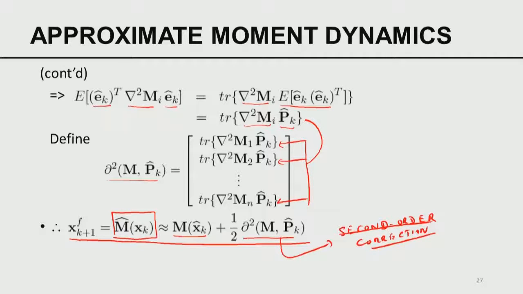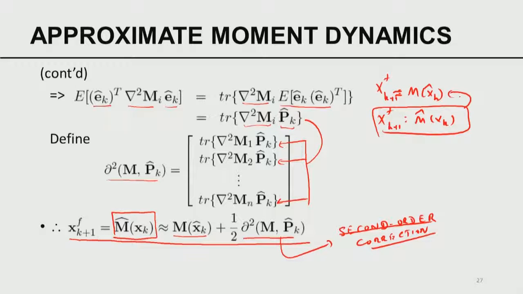I would like to anticipate. Suppose I don't consider the second order approximation, I only consider the first order approximation, the delta square will be 0. So you can readily see, if you make a first order forecast, that is essentially equal to m of x_k hat. The actual value of the forecast is x_{k+1}^f is equal to m hat of x_k. So I am trying to replace this by this, that is the first order.